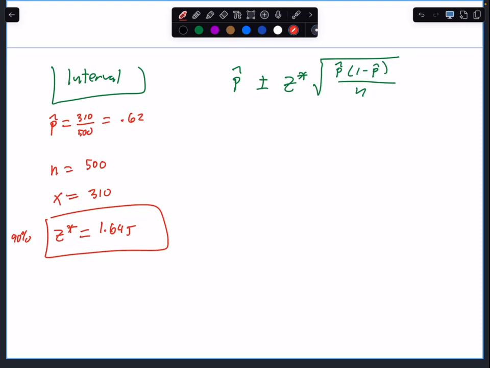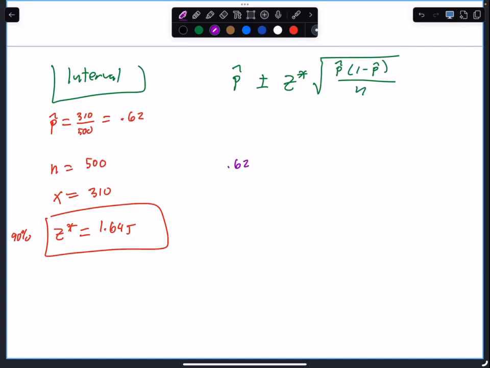Now notice that I don't need X here, but I wrote X on this problem because when we get to Thursday, we're using a calculator. You're going to have to use X and not p hat. So you have the option. Do you want to do it by hand or do you want to let the calculator do it for you? You have to choose which one is best for you. You don't have to do both. All right, so we're going to plug this in. So 0.62 plus or minus 1.645 times the square root of 0.62 times 0.38, or 1 minus 0.62, all over 500. I just plug in those numbers.